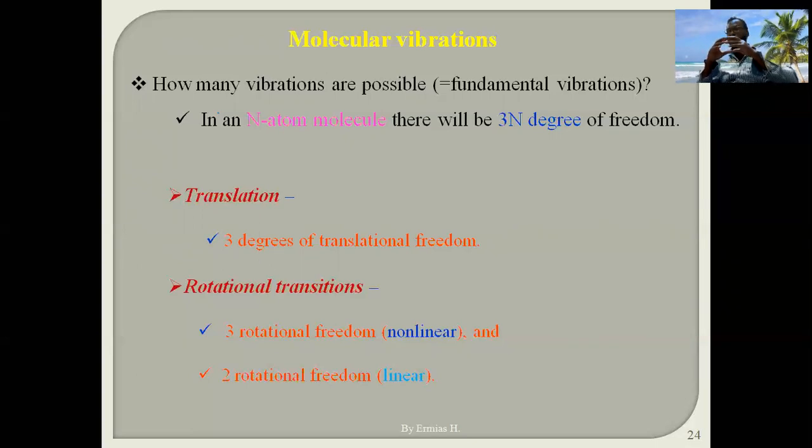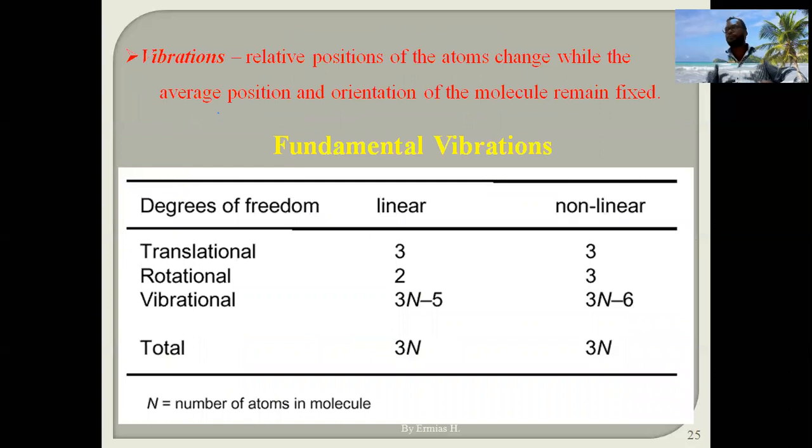There are three rotational degrees of freedom for nonlinear molecules, and for linear ones there are two. In linear molecules, it is possible to rotate in the backward and forward directions, two directions. In nonlinear molecules, there are three rotational freedoms: the x, y, and z-axis. So for the fundamental vibrations, the degrees of freedom are translational, rotational, and vibrational. For translational, for a linear molecule there is 3, and for a nonlinear one also 3.